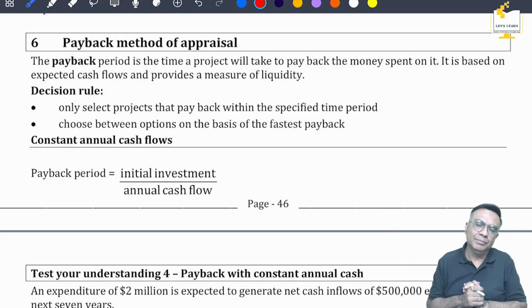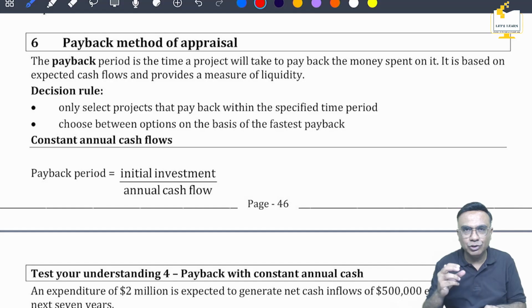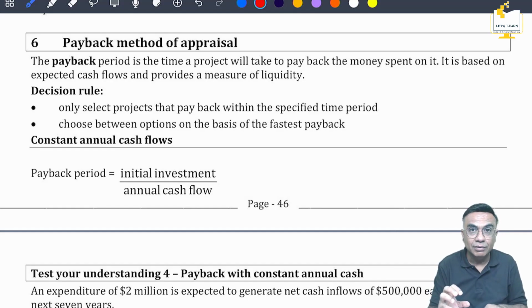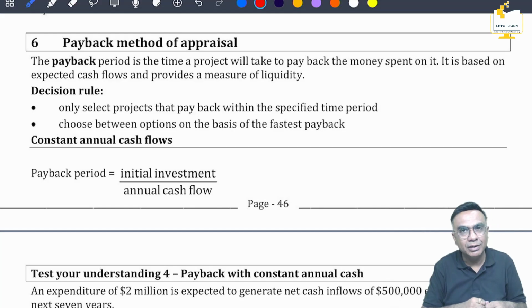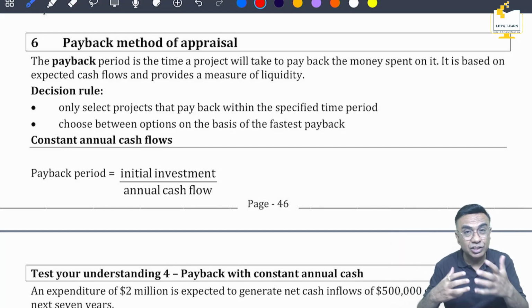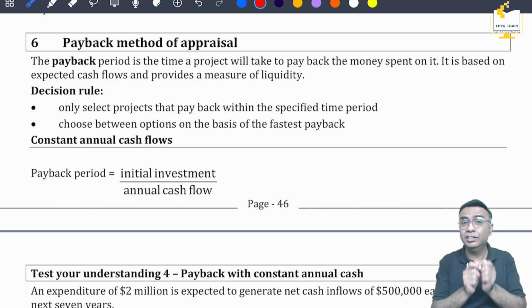What is payback? See, as the name suggests, payback is actually a duration, the time in which the project will pay back your initial investment. The project will pay you back your initial investment. It is the time taken to recover the investment made at the beginning. Time, it's a duration.